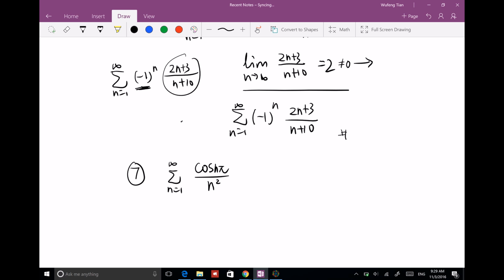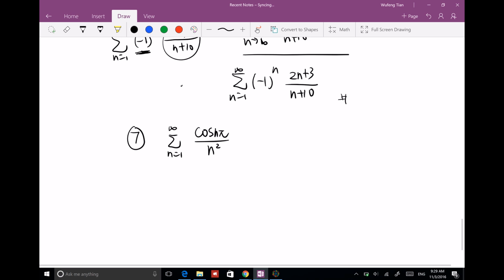I think I'm going to call a student here. Nicholas, what do you think? So can we make the absolute value of that, cosine n pi over n squared? Yeah, we can make an absolute value on that. So if I make an absolute value of cosine n pi over n squared, what do I have? This equals what? Is it cosine n over n squared?